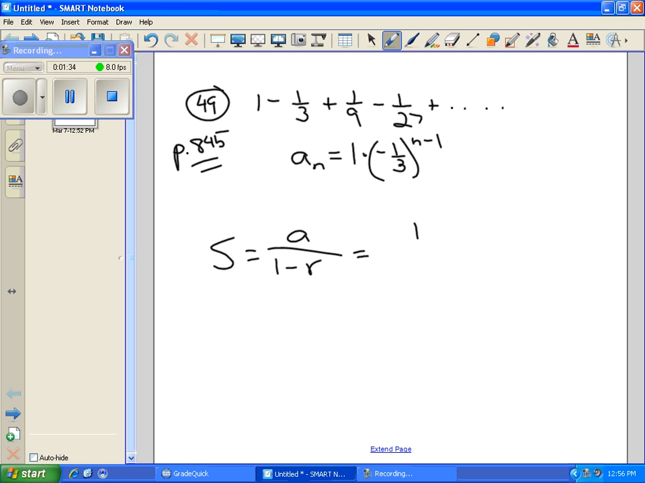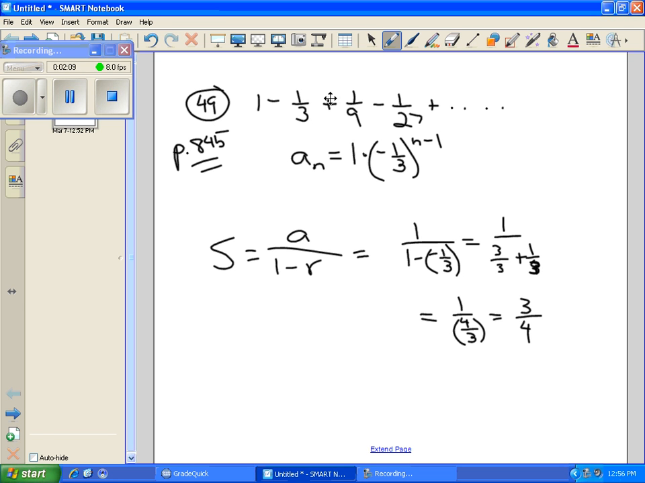So my sum is going to be 1 over 1 minus negative 1/3. So 1 minus negative 1/3 on the bottom, you'll have 3/3 plus 1/3. So that equals 1 over 4/3. There should be a 3 here, sorry. 1 over 4/3 is the same thing as 3/4.